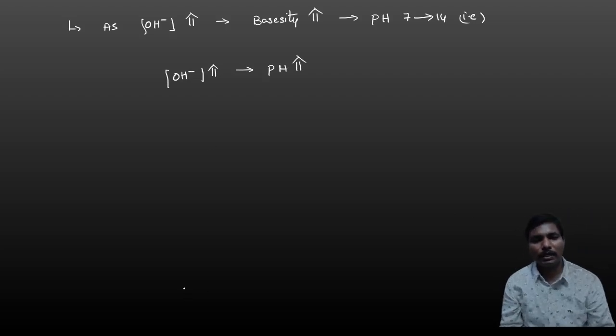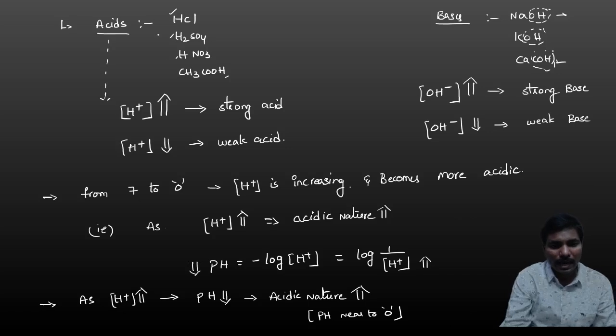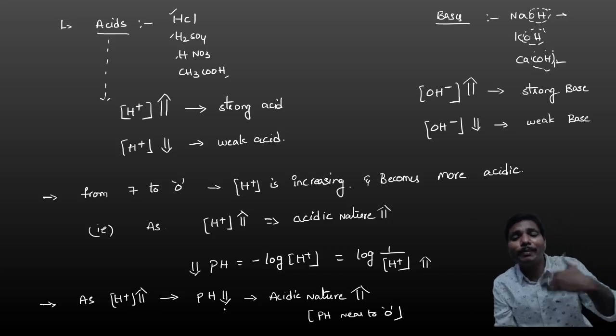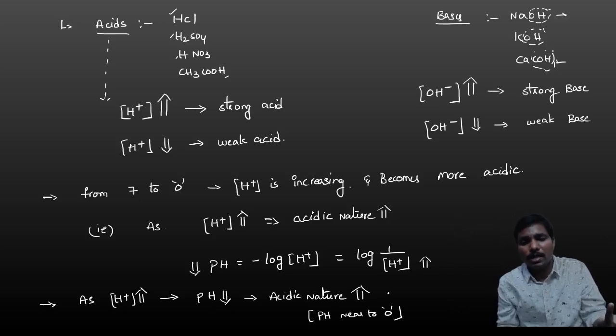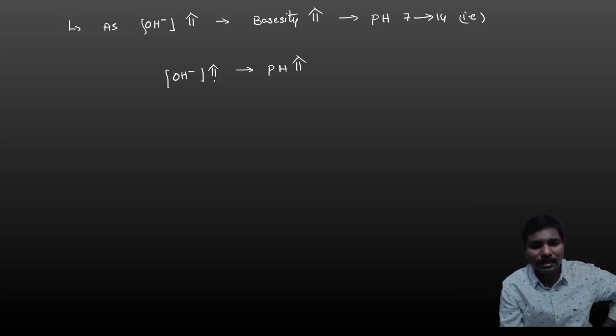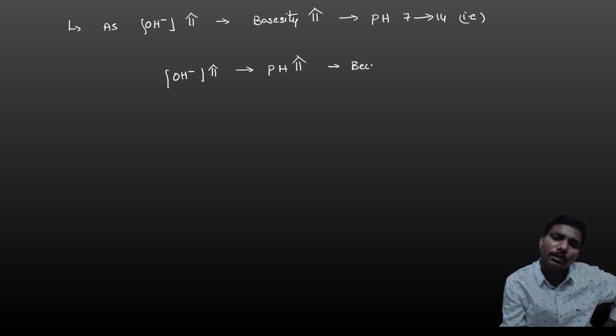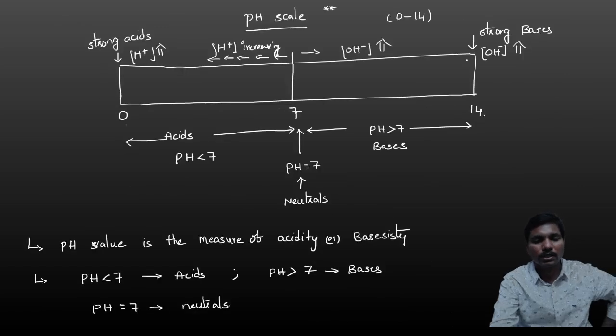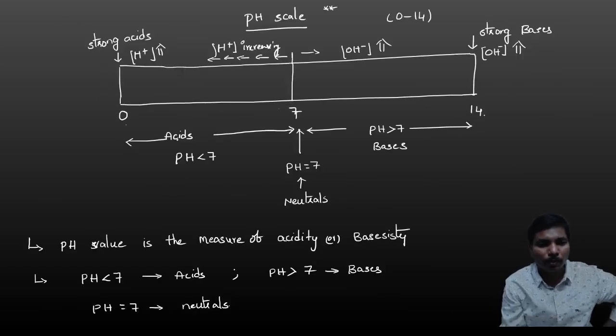So here in the acid, it is inversely proportional. As H plus ion concentration increases, pH decreases. Decreasing means it will become a strong acid. Acidic nature increases, near to 0 means strong acid now. But here, as OH minus ion concentration increases, pH increases, so it will become a strong base.